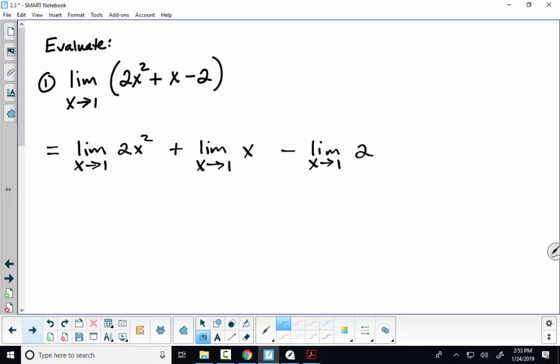So for those last two terms, they're linear functions, so we can evaluate those limits according to the previous theorem. The first term still needs a little bit of work. We've got a constant multiple and a power. So the constant multiple is pulled out of the limit on x, and then we square that.